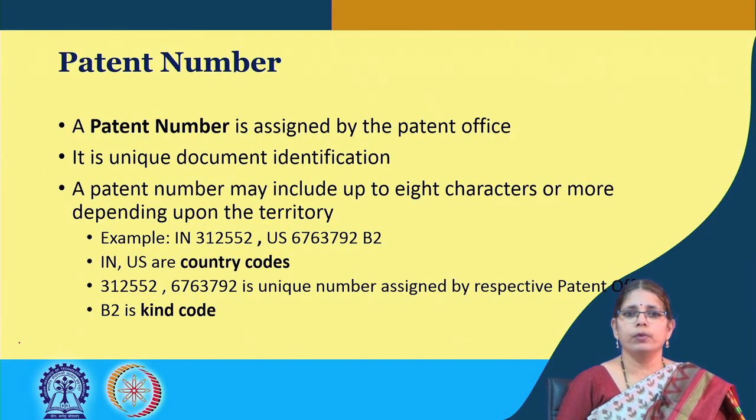One, it tells us which country the patent belongs to. For instance, IN means India, CN means China, EP means the European Union, a patent at the EPC, and US means the filing is in the United States. Besides that, you also have a unique number which is given by the respective patent office.